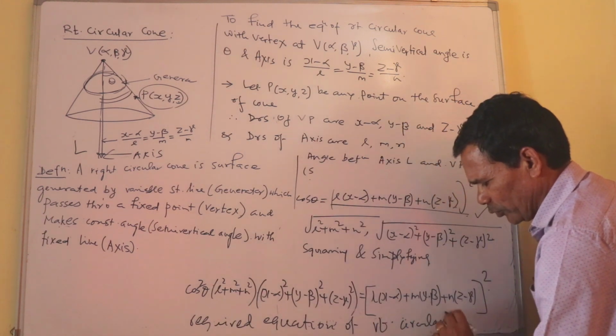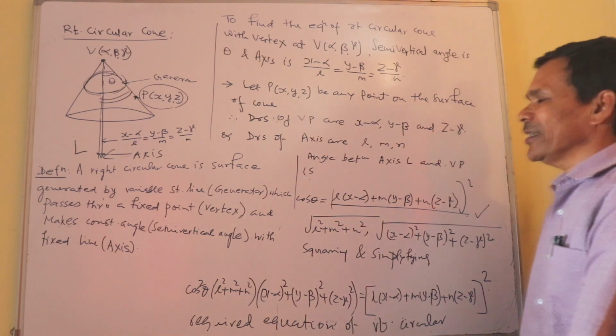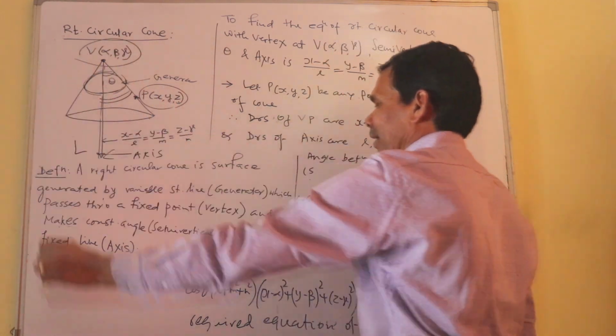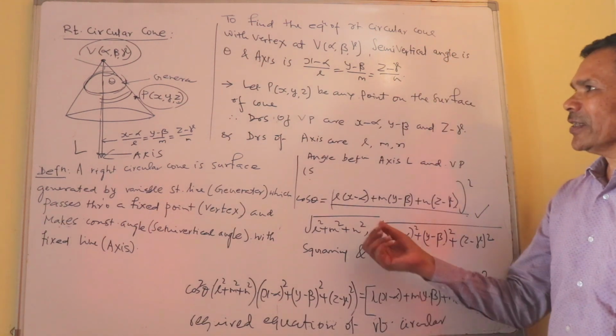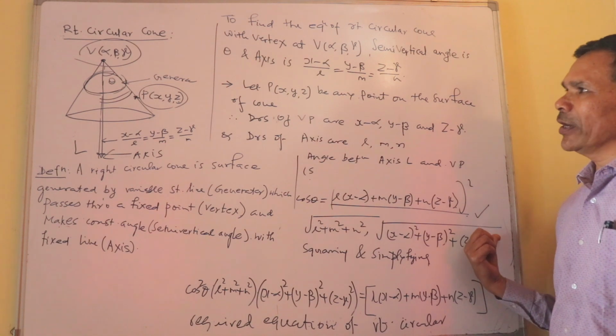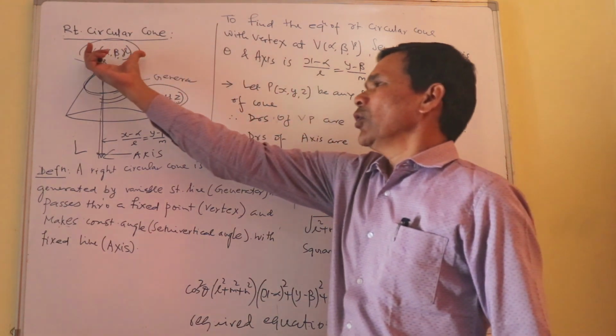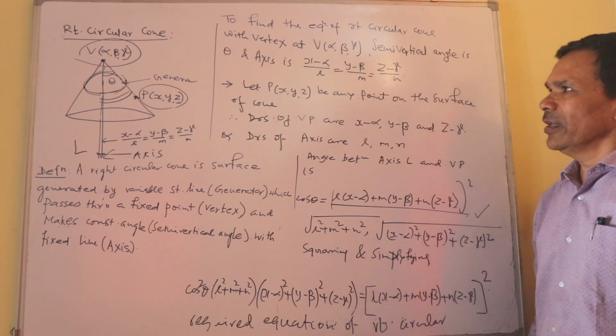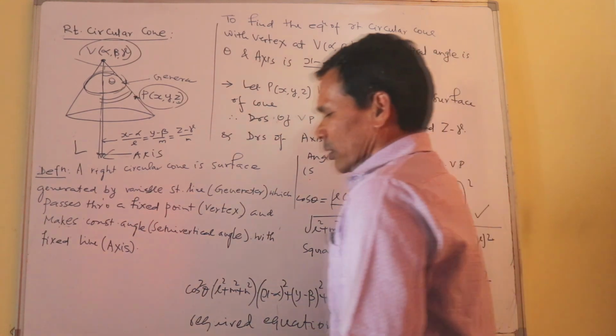Now there are different cases. You can check the vertex at origin. If the vertex is at the origin, then we put alpha, beta, gamma equal to 0 over here. Just putting alpha, beta, gamma as 0, you get the requisite equation of the right circular cone.